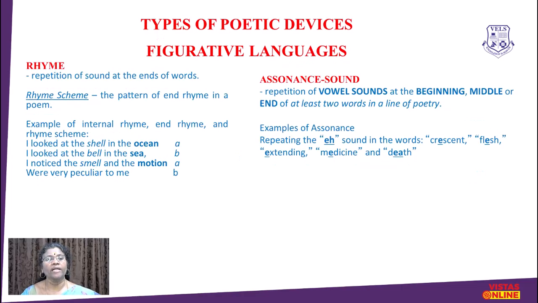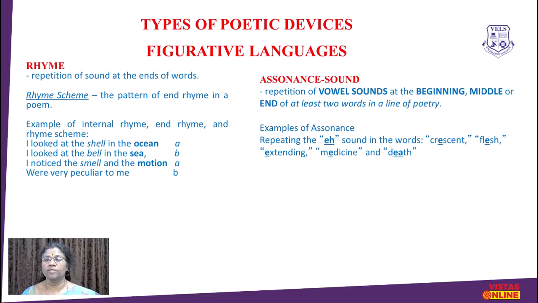Rhyme scheme. It's actually a pattern of the end rhyme in a poem. The last syllable is the rhyme. I looked at the shell in the ocean. I noticed the smell and the motion. Look at the first and the third: ocean, motion is A A. I looked at the bell in the sea. I noticed the smell, very peculiar to me. So sea and me are B B. So this is actually called a rhyme scheme. Certain poets follow a rhyme scheme, certain poets ignore the rhyme scheme. As I said, the poet is the creator. He has the poetic liberty of doing anything he wants.